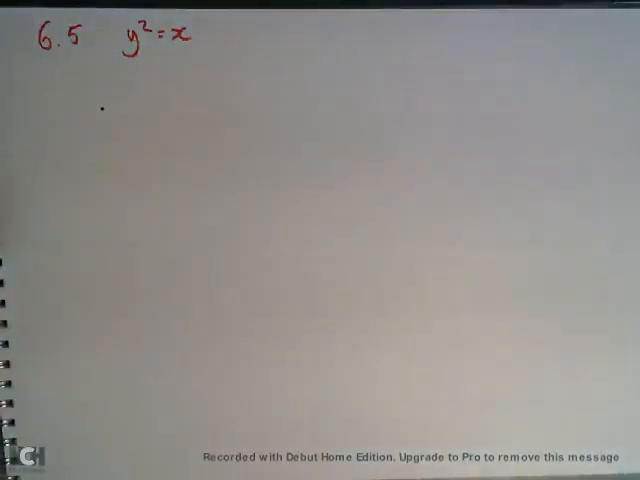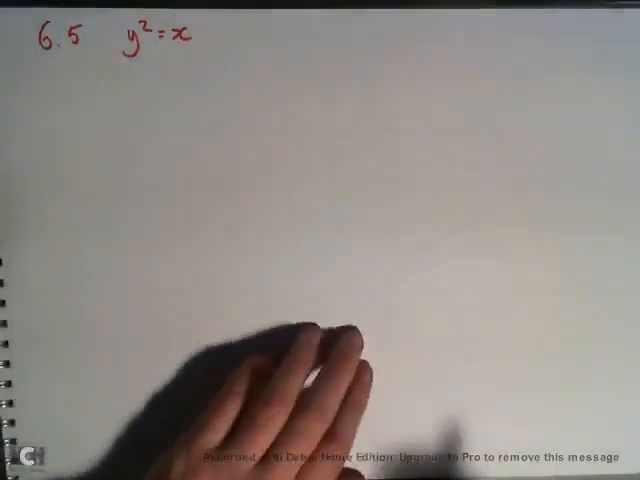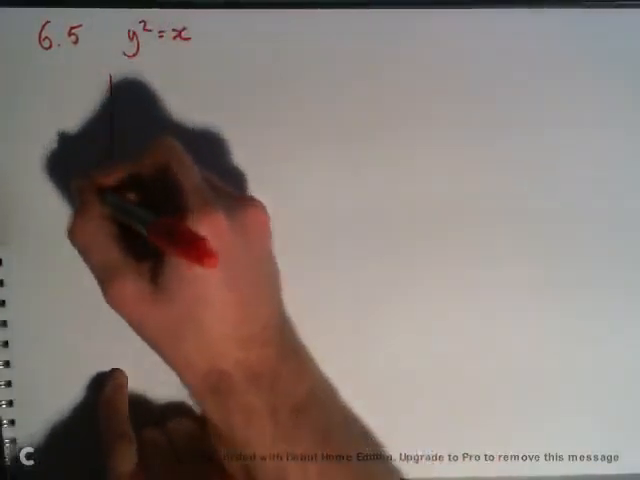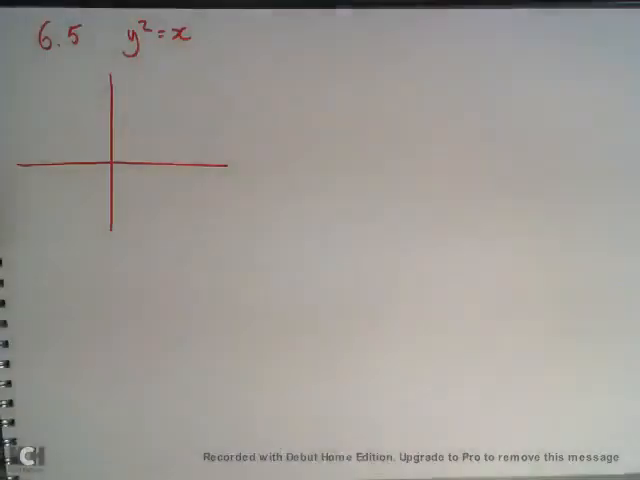Hi everyone, in this video we're going to have a look at chapter 6.5. So we're looking at the relation y squared equals x. Something a little bit different, because we're used to y equals something x squared or x cubed. This time we've got y squared. Essentially all we're doing is the opposite of a quadratic.